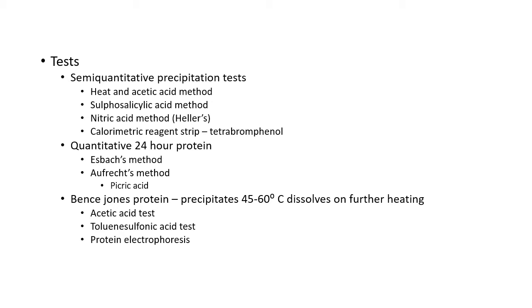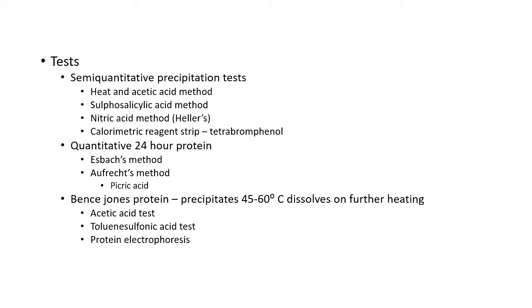Coming to the procedure of tests, the first one is the heat and acetic acid method. Here, urine is taken in a long test tube and the upper portion is boiled over the flame. If proteins, phosphates or carbonates are present in the urine, a white cloud develops. Now, 1 to 3 drops of glacial acetic acid is added. This removes any phosphate precipitation, and if there are carbonates, they disappear with effervescence.